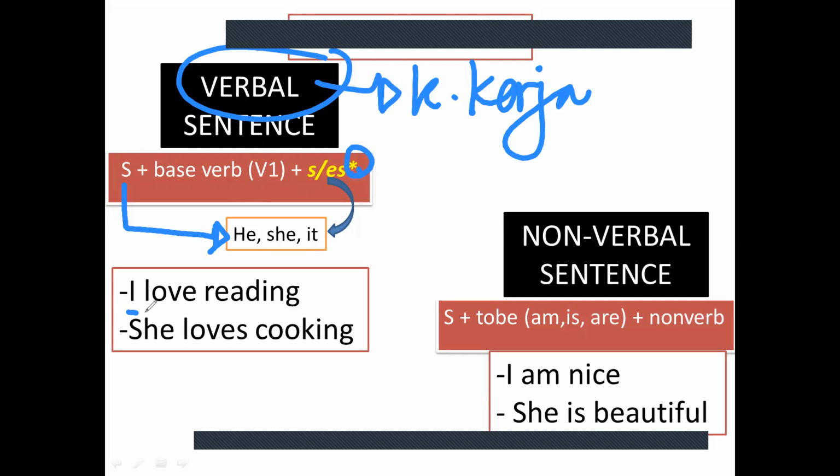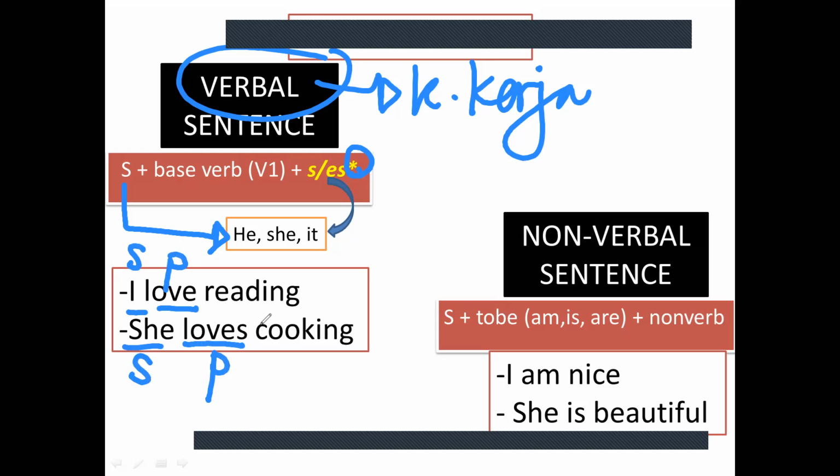Here, for example, I love reading, I as a subject and love as a predicate. And she loves cooking, she as the subject and love as the predicate. Here, we need to put s after the word love because the subject of this sentence is she.